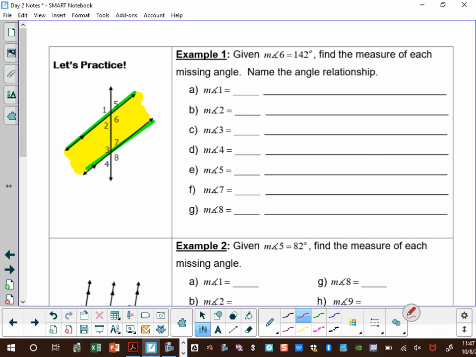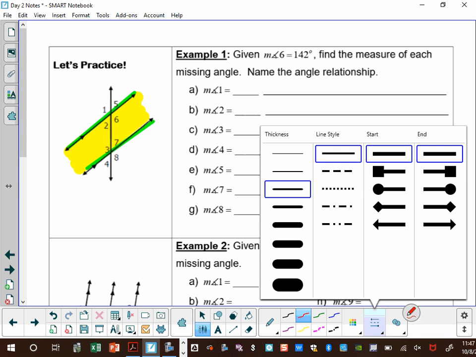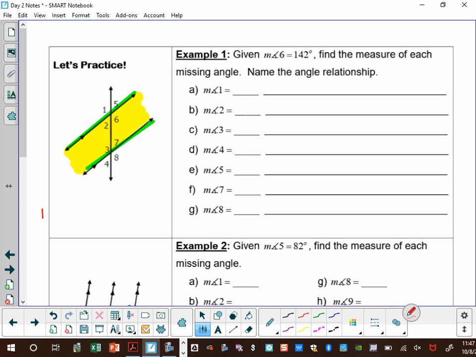Alright, so I want you guys to write what I'm writing so I can make sure that you're understanding what we're looking at here. They told us that the measure of angle 6 was what? 142. So you guys can go ahead and write that in.